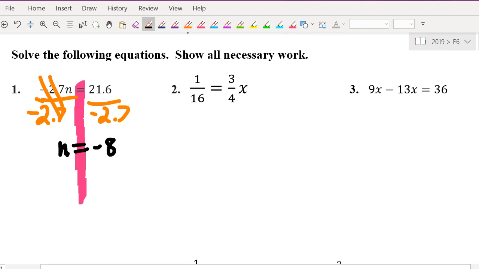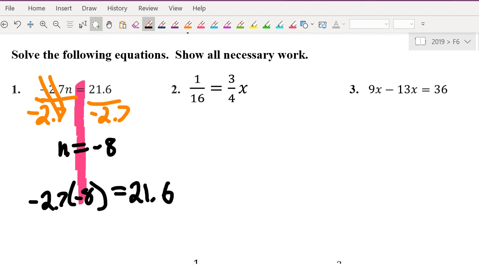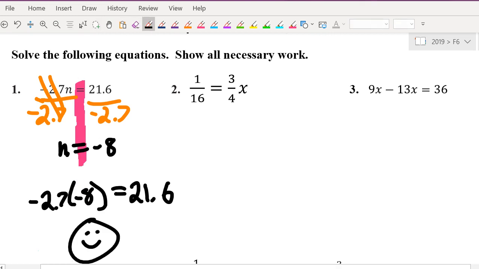Okay, so I have a calculator, right? If we had negative 2.7 times negative 8, that should equal 21.6. And if you do that in your calculator, you would find that yes, that's true. You can prove it right now if you want to. And then you would put a happy face because you would say, hey, I was right.